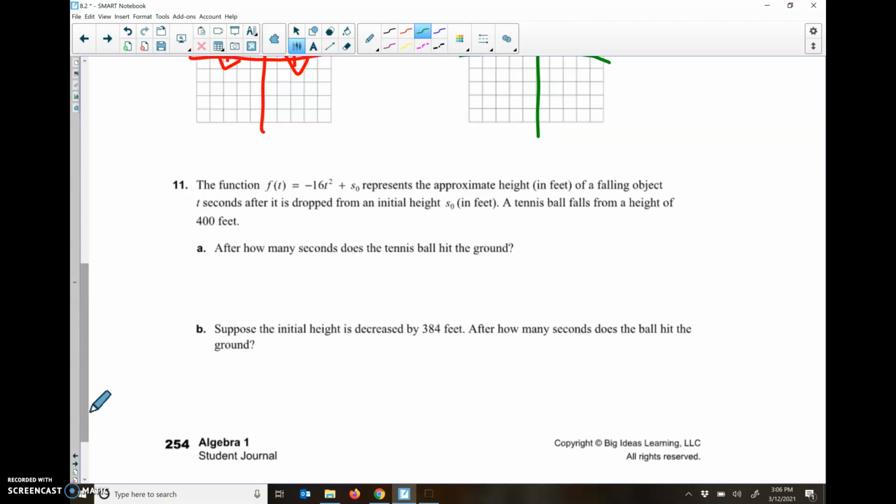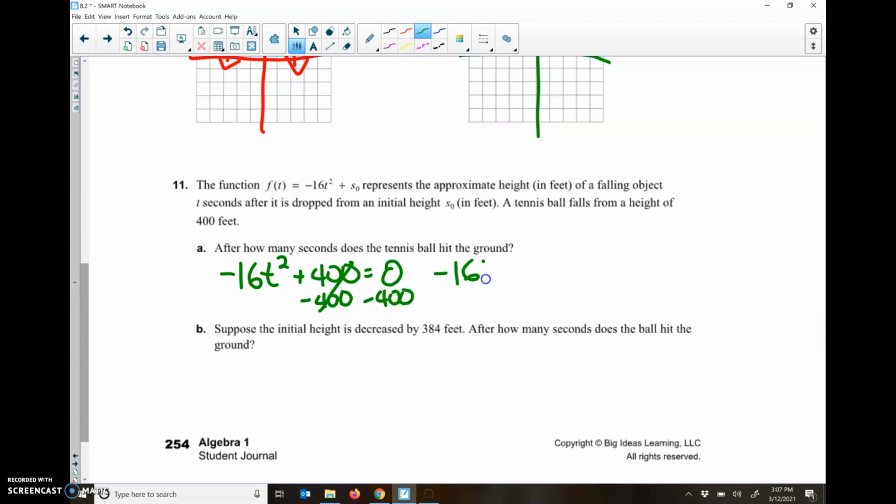Okay, and then a tennis ball falls from a height of 400 feet. So I'm going to put that 400 in for that s there. So I have negative 16t squared plus 400. And we want to know when it hits the ground, and the ground is at 0 feet. So I'm pretty much solving for t. So I'm going to subtract 400 from each side.